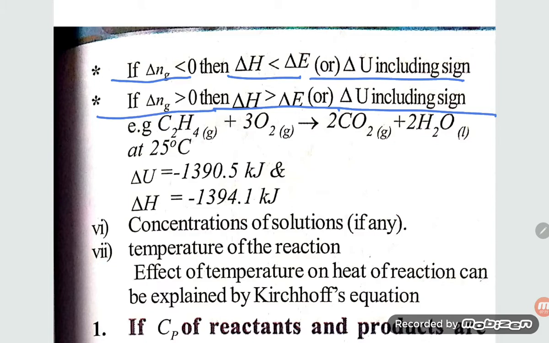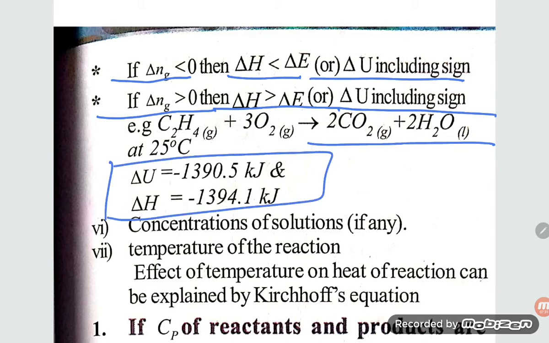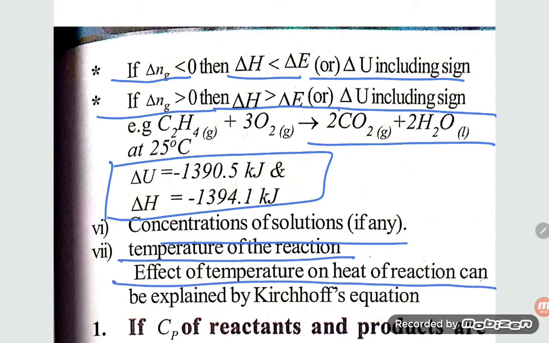For example, C2H4 plus 3O2 gives 2CO2 plus 2H2O at 25 degrees Celsius. So delta U is equal to the negative sign of 1390.5 kilojoule, and delta H is also minus 1394.1 kilojoule. Here the number of gaseous products is more than the gaseous reactants, so delta H is more. Concentration of solution, if any, also affects. Temperature of the reaction also affects. The effect of temperature on the heat of the reaction can be explained by the Kirchhoff equation.